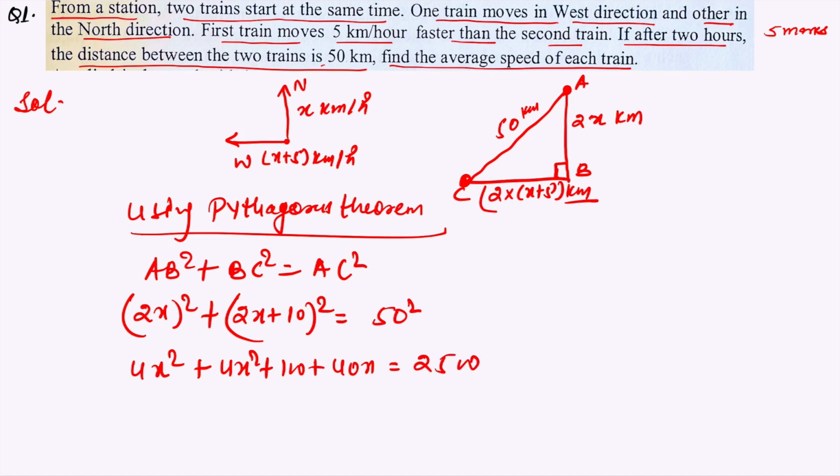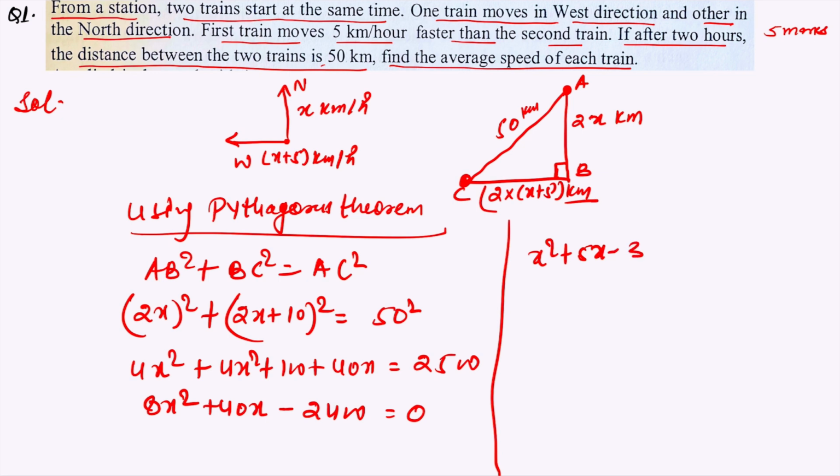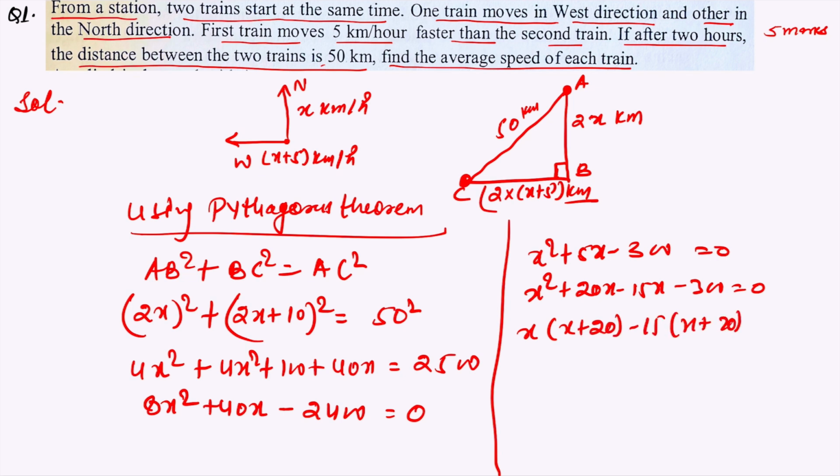Now simplifying this, we will get 8x square plus 40x minus 2400 equals 0. Now dividing the whole equation by 8, we will get x square plus 5x minus 300 equals 0. On splitting the middle term, we will get x square plus 20x minus 15x minus 300 equals 0. Taking common, we get x plus 20 times x minus 15 equals 0. From here we will get x equals 15 and x equals minus 20.